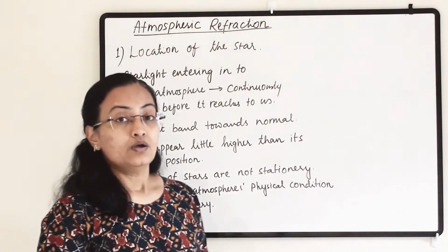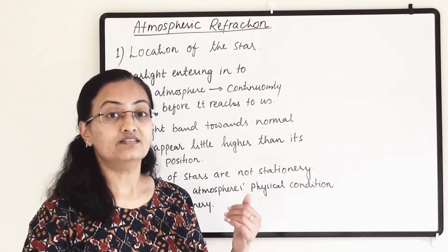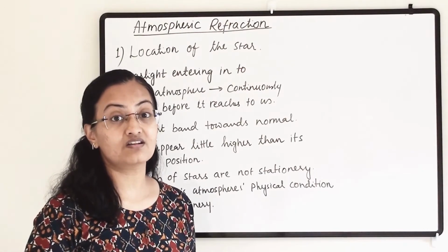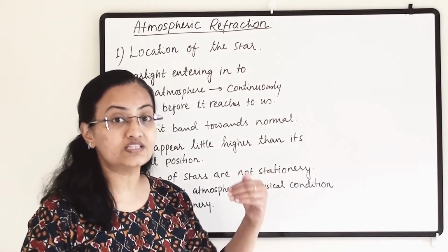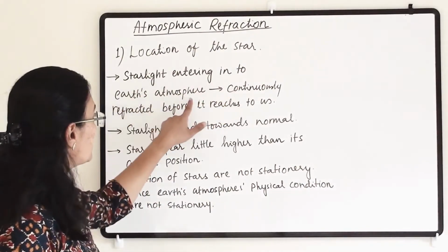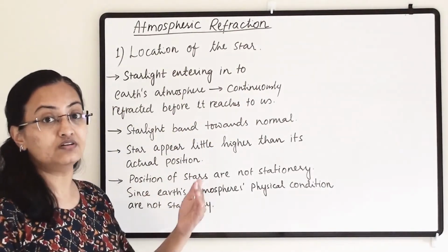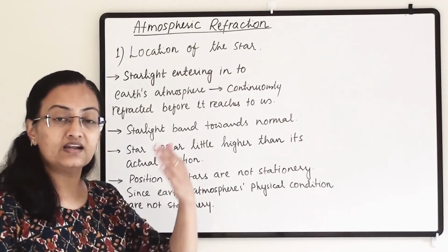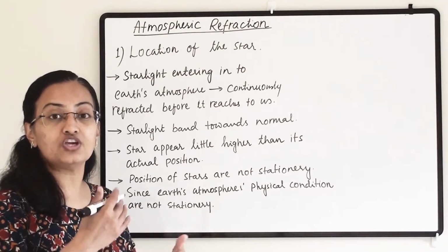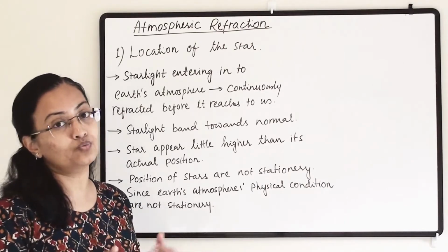It says that the position of the stars that we are seeing is actually above the actual position of the stars. So we will be able to see a star a little bit above compared to its actual position. Why does this happen? Starlight enters the Earth's atmosphere, and after that it gets continuously refracted. And we know that there are many layers of Earth's atmosphere, and in each and every layer there is a change of the air, denser, cooler, hotter air will be there.